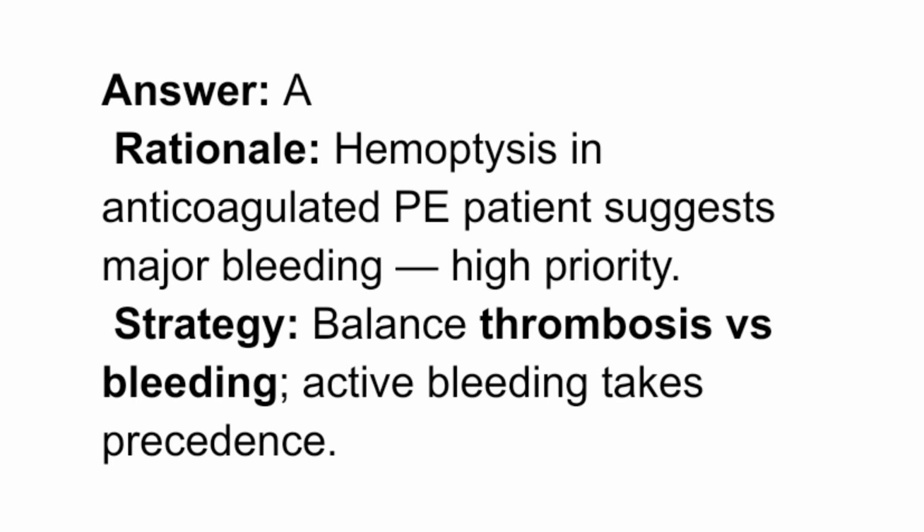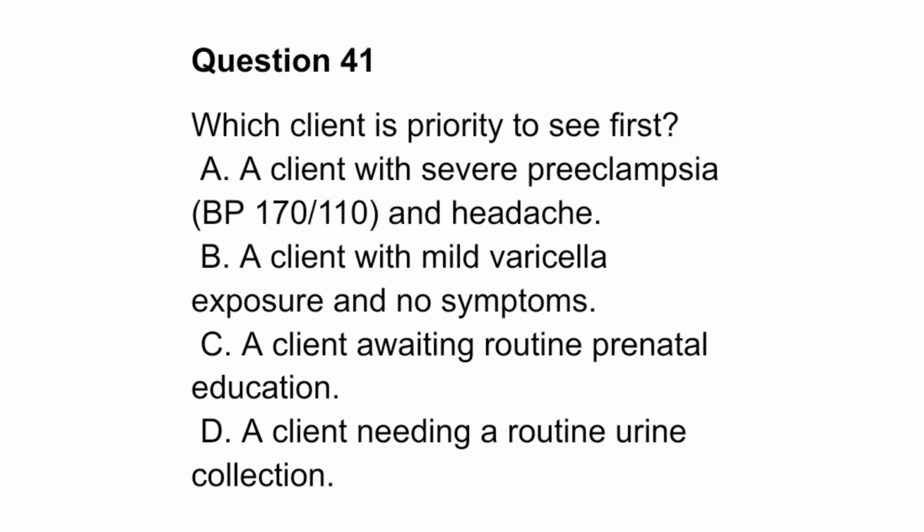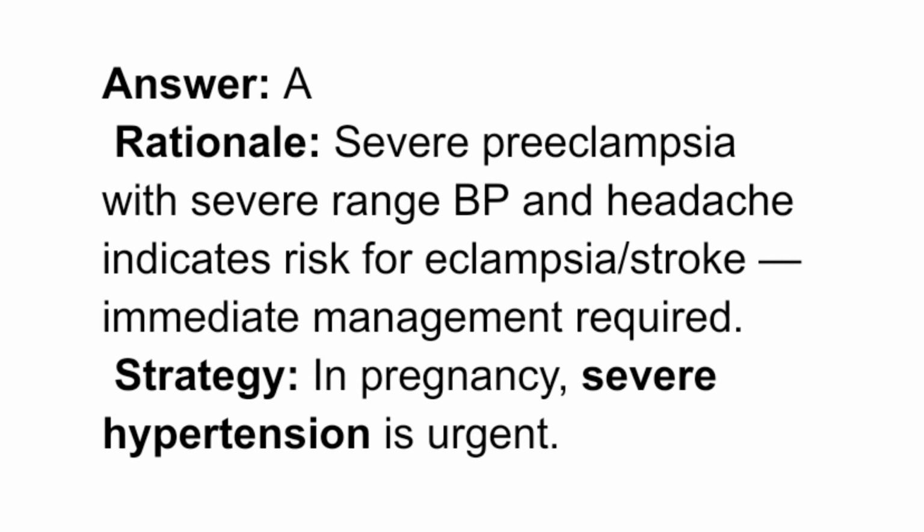Strategy: balance thrombosis versus bleeding, active bleeding takes precedence. Question 41. Which client is priority to see first? A. A client with severe preeclampsia, BP 170/110, and headache. B. A client with mild varicella exposure and no symptoms. C. A client awaiting routine prenatal education. D. A client needing a routine urine collection. Answer: A. Rationale: severe preeclampsia with severe range BP and headache indicates risk for eclampsia/stroke, immediate management required.